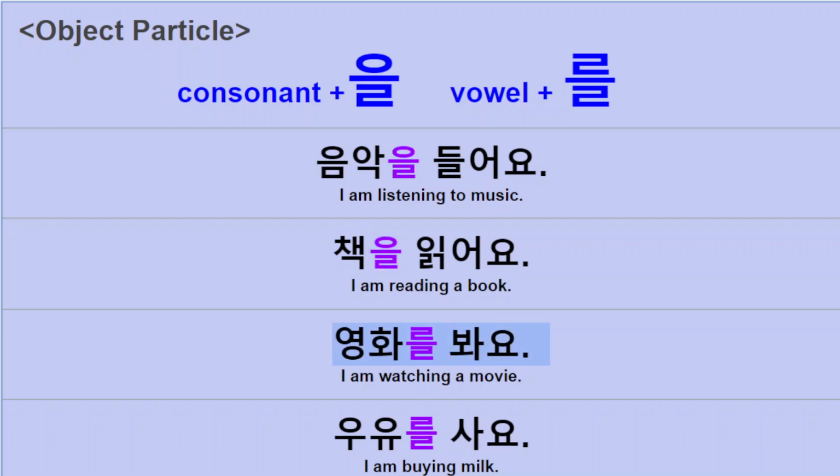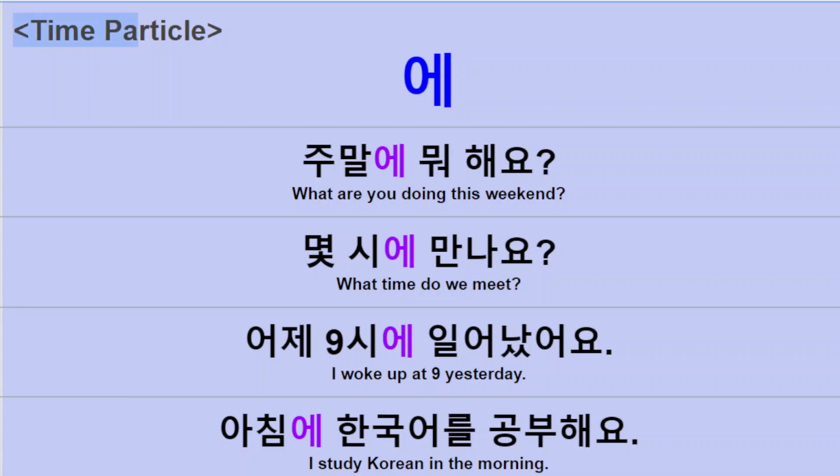And 영화를 봐요. So here again I skip the subject because it sounds more natural. And here 영화 is the object, and this one ends in a vowel, so the right one here is 를, 영화를 봐요. Next one, 우유를 사요. So 우유 is the object in the sentence, and it ends in a vowel, so 를 is the right one here. 우유를 사요.